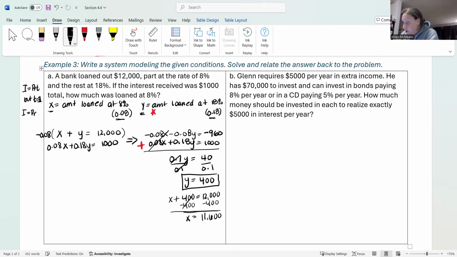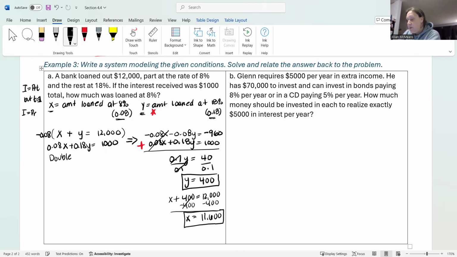So now we think the remaining $12,000 would be 11,600, and that's what was loaned out at 8%. So we've solved the system here. We could go ahead and say that how much was loaned out at 8% is the question being asked. So we could say 11,600, but let's triple check ourselves.